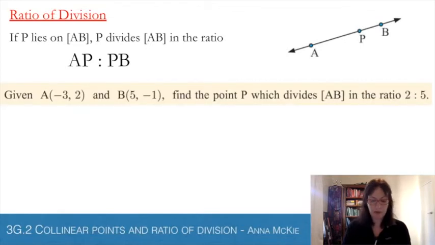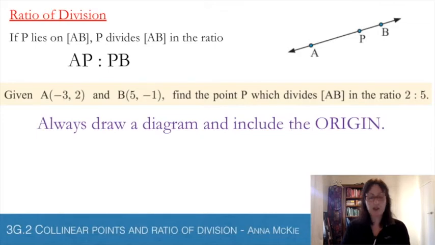We're going to do one example. If we're given A and B, so imagining they're 2 points on a line, we have to find point P, which divides that line into the ratio 2 to 5. When we do one of these diagrams, we must always include the origin.